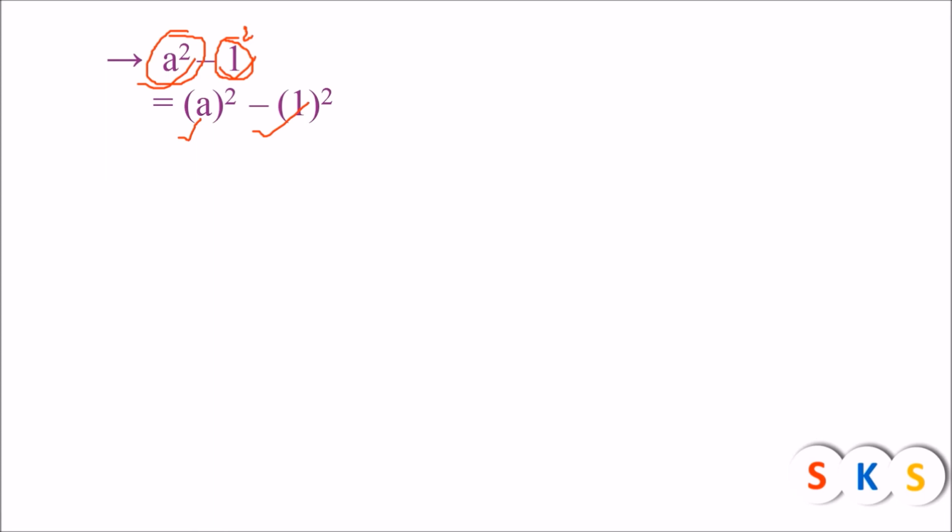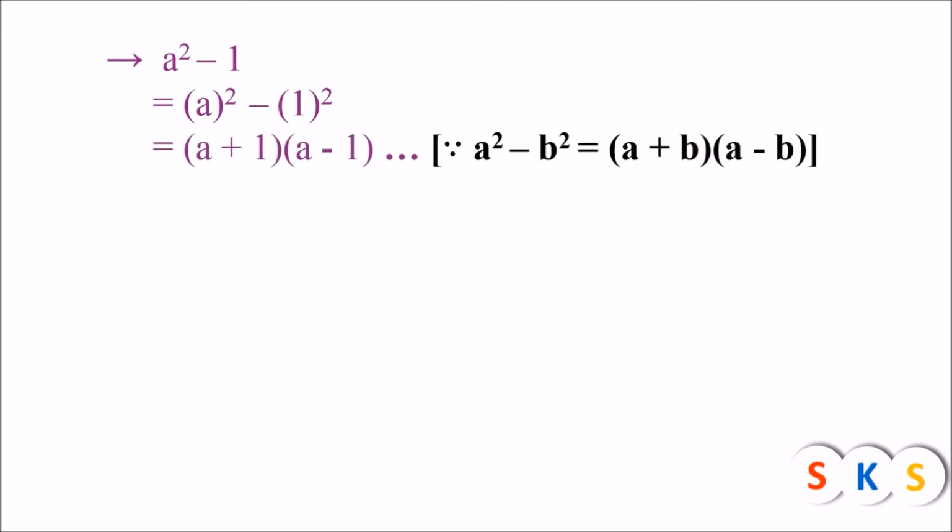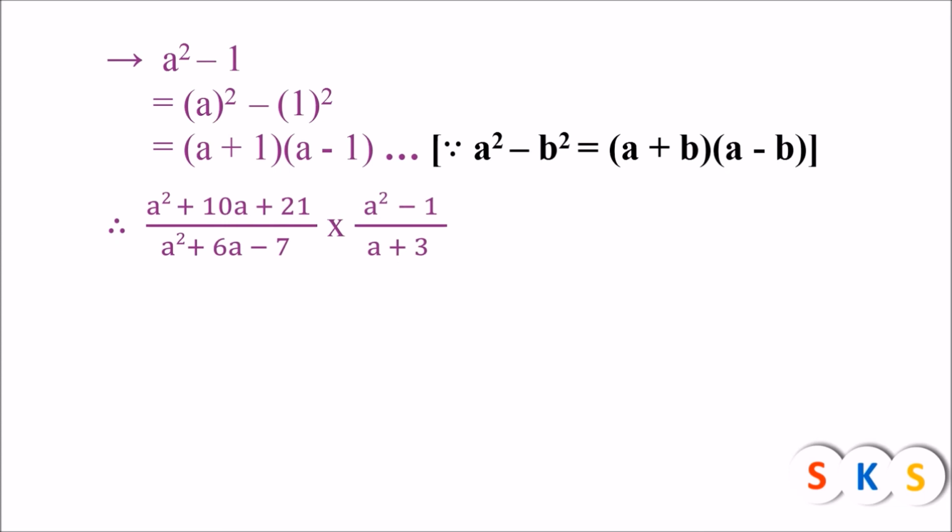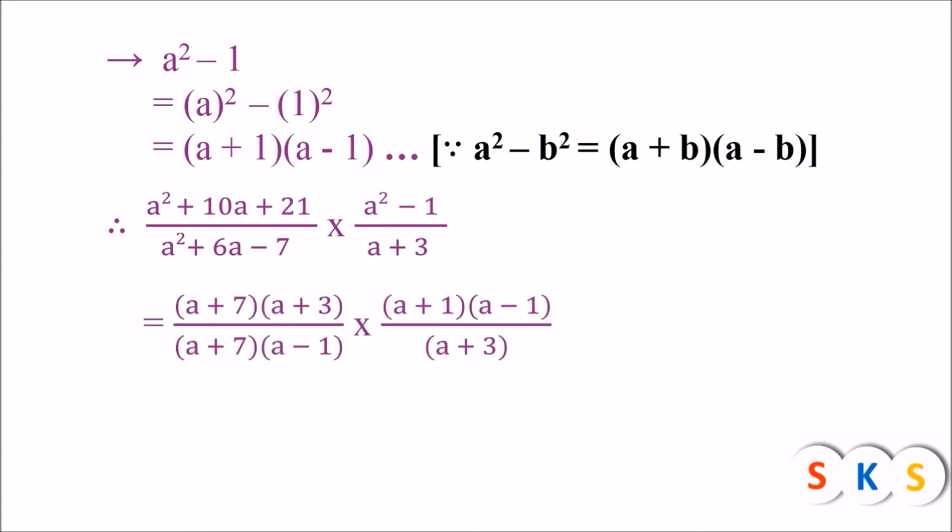So let's see what we will get when we factorize this. Can you guess it? Yes, a plus 1 into a minus 1 using the a square minus b square formula. So we got the factor of a square minus 1 also. Here we have the question. Now we will substitute the factor of a square plus 10a plus 21, the factor of a square plus 6a minus 7 and the factor of a square minus 1. Let's see what we will get. Okay, we will get this.